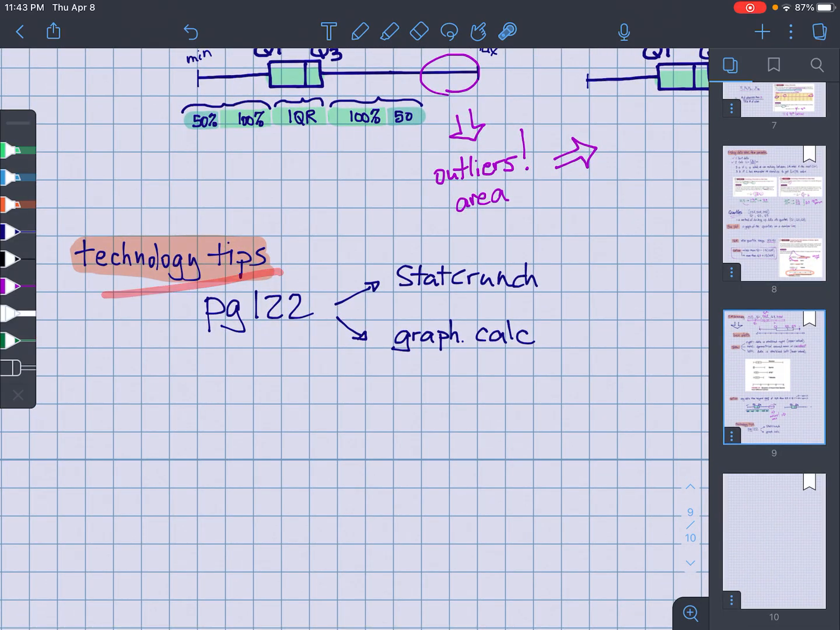Finally, tech tips. The best 2 ways to graph these, other than by hand, is with StatCrunch or a graphing calculator. And I'll try to make a little video of that and post that online as well so you can see how to do that.